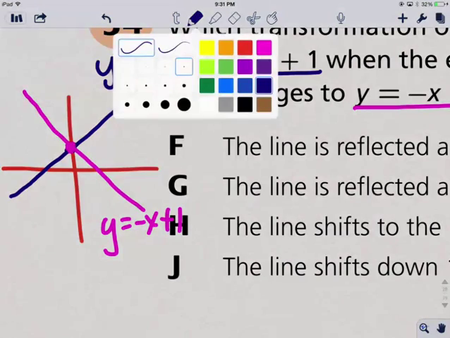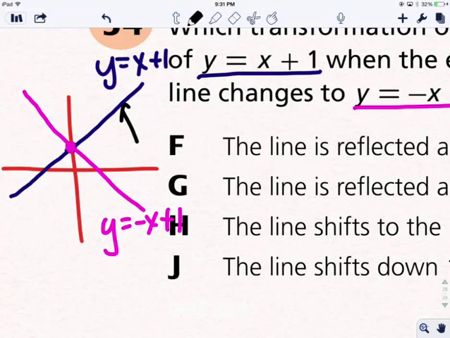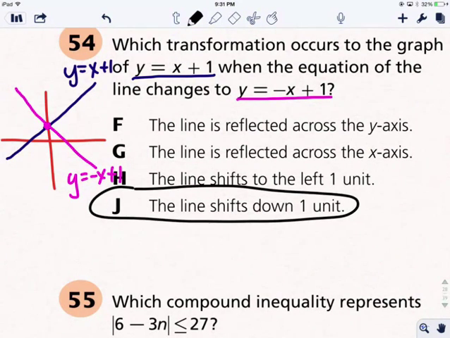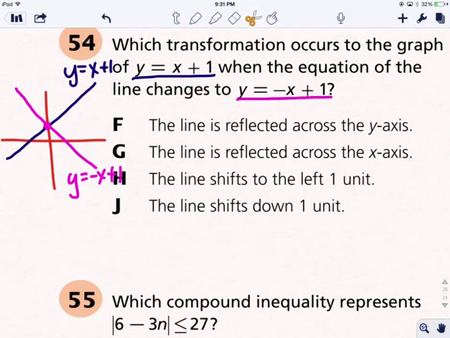Now we want to know, what did we do to this line to change it into this purple line out of these answer choices? Well, look at J here. Did we shift the line down 1 unit? No, we didn't. If we shifted it down, the new line would look something like that. But we didn't do that. Did we shift the line left 1 unit? No, if we would have done that, it would look like this, shifting it left. We didn't do that. Did we reflect it across the x-axis?